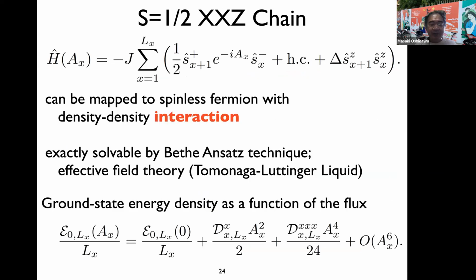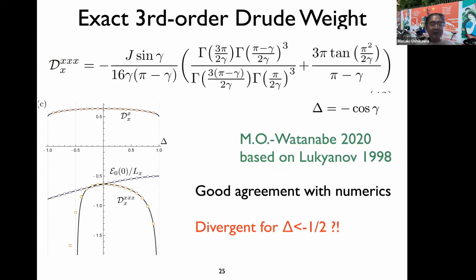And okay, I'm running out of time, but I want to mention that Haruki and also some other people applied this formulation to calculate nonlinear Drude weight in the XXZ chain integrable system, for which of course Murray is an expert. And then there's a nice formula based on Lukyanov's classic result on this XXZ chain and field theory. From his result, we can give an explicit formula for third order Drude weight exactly. It's a nice formula, which also agrees with numerical calculation.